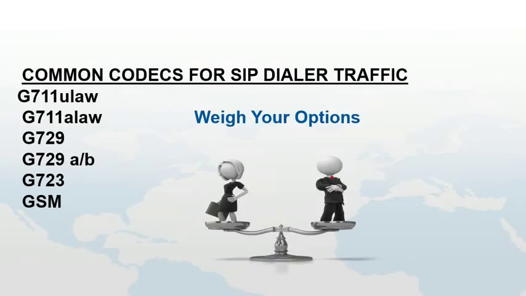There are many common codecs for SIP dialer traffic, and this is a list for most US and international dialers. G711 U-law is used mostly in North America and Japan, and G711 A-law is used in Europe and the rest of the world. G729 is another common codec. Even G729AB is another option. There's also G723 and GSM, but in this video we're going to focus on just the two main ones, G711 and G729.